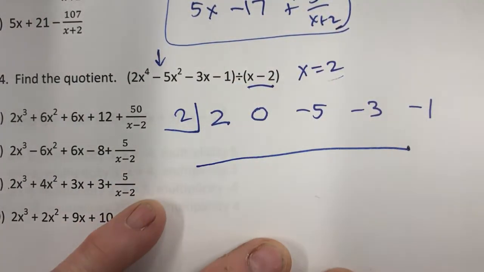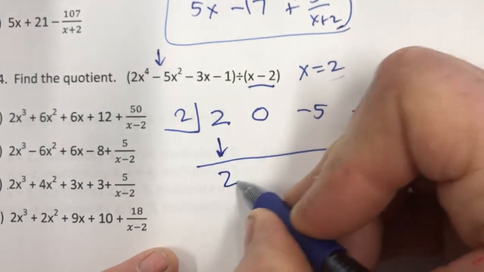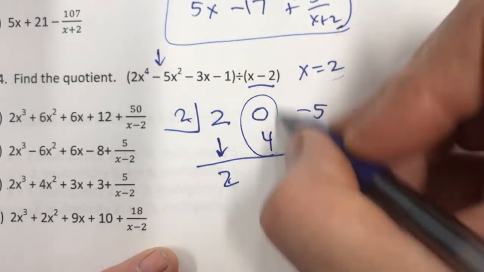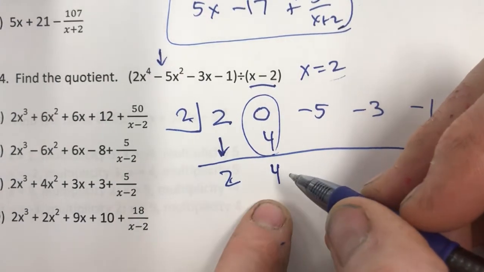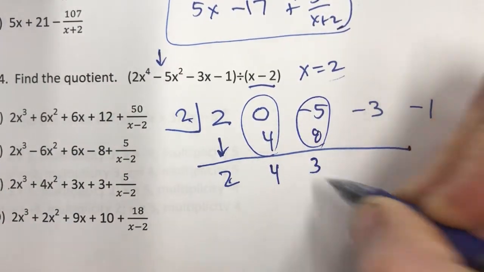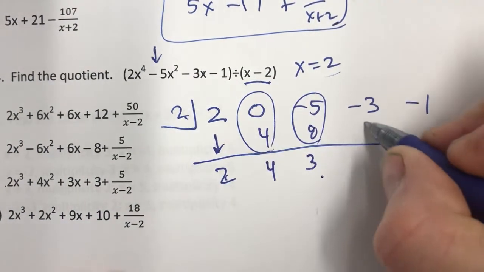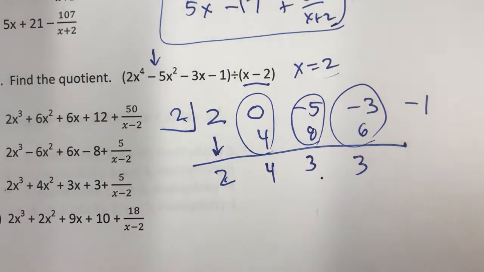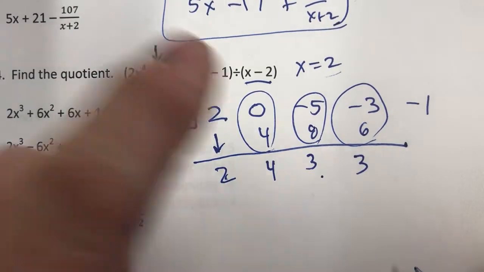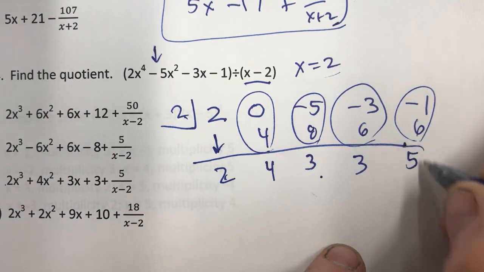All right, so this 2 comes down. 2 times 2 is 4, and I add those, which is 4. Once I get a number here, multiply by 2, so 4 times 2 is 8. I add these, I get 3. Okay, once I get a number here, 2 times 3 is 6. I add those, which is 3. Once I get a number here, I times it by that, so that's going to be 6. I add those, I get 5, and that's my remainder.